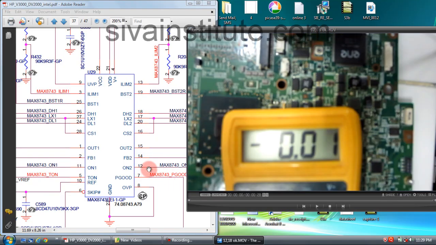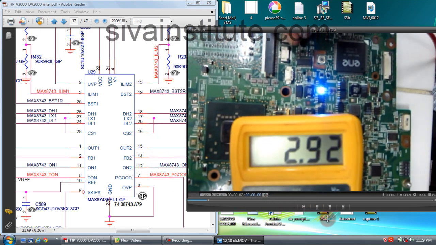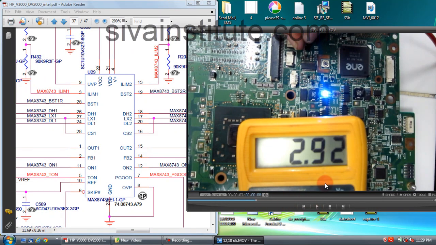When you give pin number 12 3.3 volts, it comes out from DH2. When you give ON1, DH1 output will come out from this place. When you give ON2 voltage, this voltage comes out from pin number 18. 12 input, 18 output. We will see the voltage at pin number 12 and 18. See here pin number 12: 2.9 volts, this is okay. Pin number 12: 2.8 volts. ON2 voltage is okay.